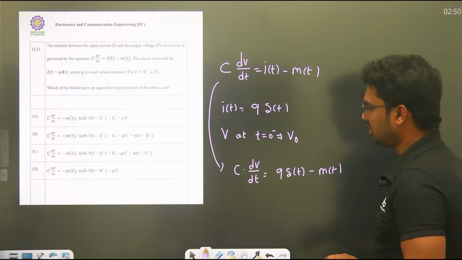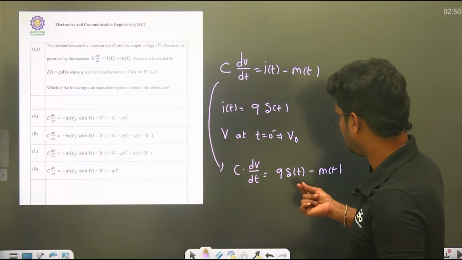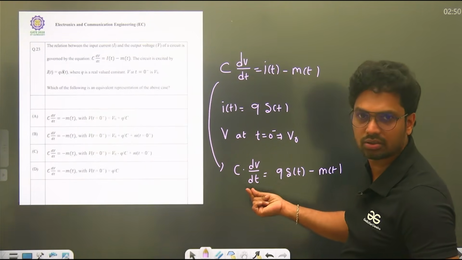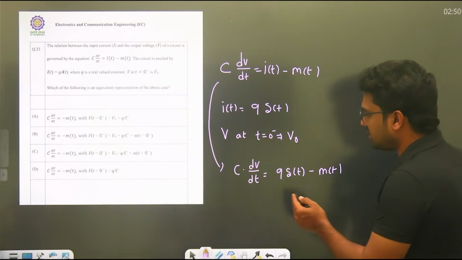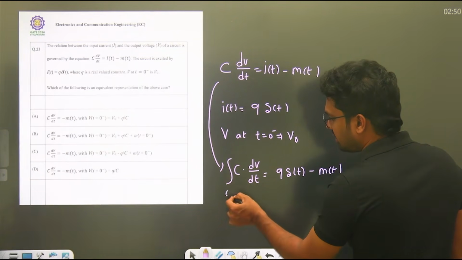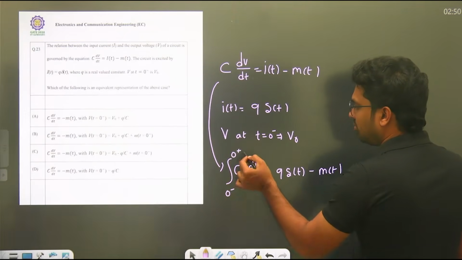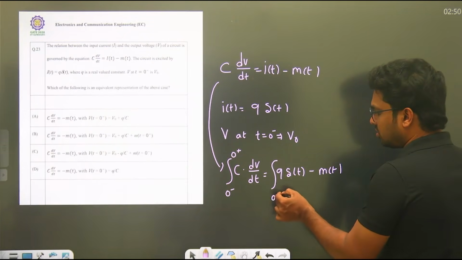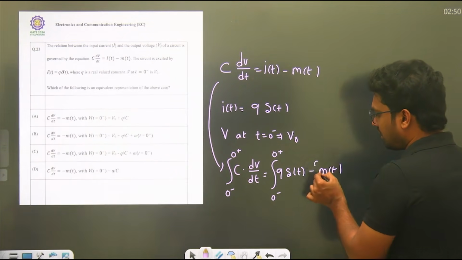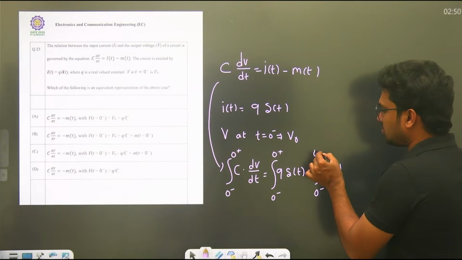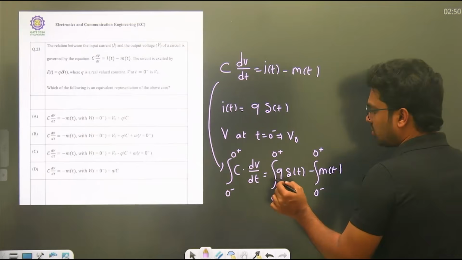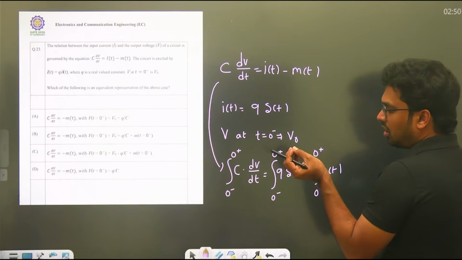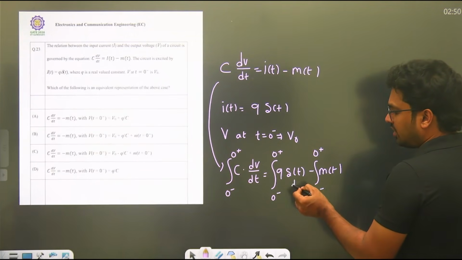Now I just want to find V naught at 0 plus. For that, I will integrate this equation on both sides, from 0 minus to 0 plus. If you have studied integration, 0 minus to 0 plus is an infinitesimally small interval. If you integrate during this period, what you get is almost equal to 0 for any finite signal.